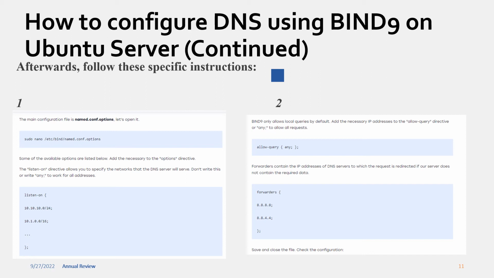Then there are these specific instructions below, further providing these Linux commands in order to configure DNS for the bind9. I'm not the best at describing these instructions, so just make sure to follow exactly what this slide tells you to do, and you'll be able to configure the DNS using bind9 for the Ubuntu server.